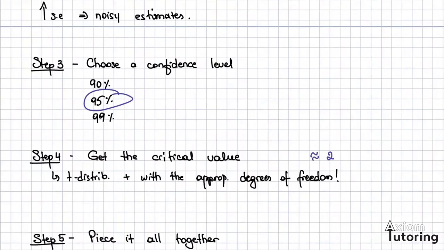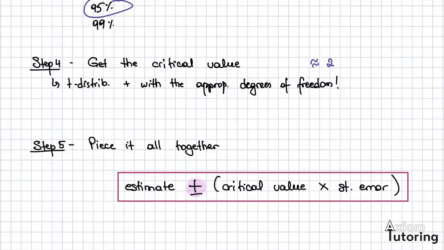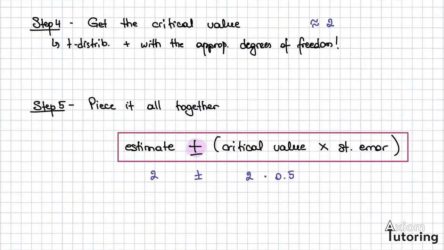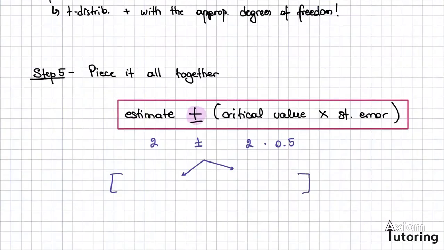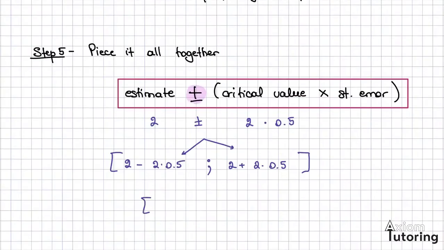Now it's time to piece it all together. Remember, we had the estimate, which is 2, plus minus the critical value of 2 times 0.5, which means I have two numbers that I am computing: 2 minus 2 times 0.5, and 2 plus 2 times 0.5. So ultimately, this confidence interval is just 1 to 3.